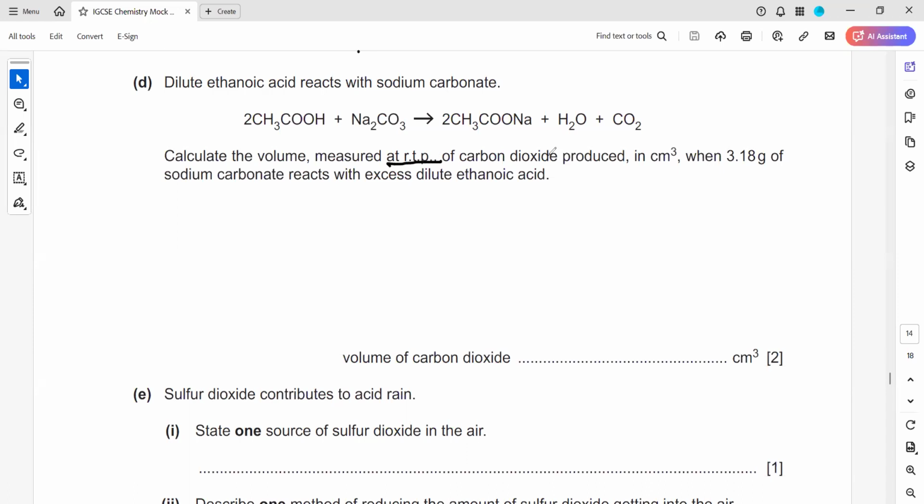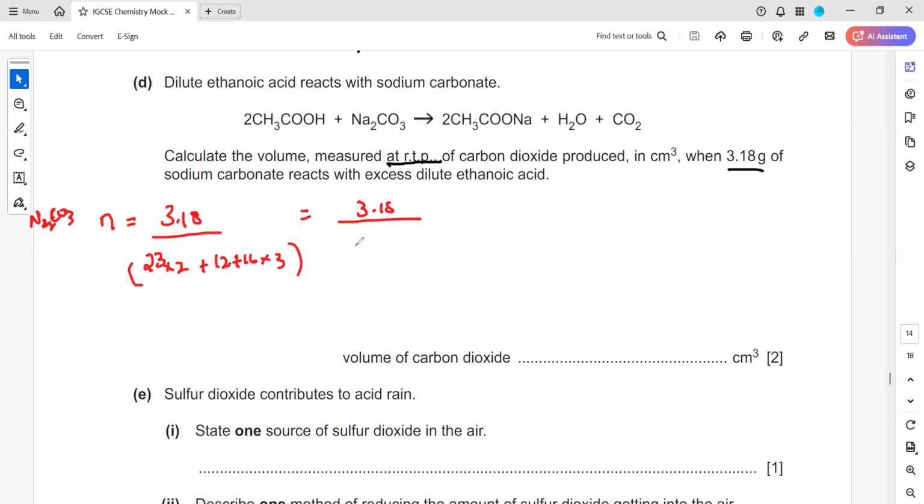Calculate the volume measured at room temperature and pressure for carbon dioxide produced by 3.18 grams of sodium carbonate. So first, we want to find the moles of sodium carbonate, Na2CO3, that is mass in gram, 3.18, divided by molar mass. Molar mass of sodium carbonate: sodium is 23 multiplied by 2, because 2 atoms are there, plus carbon is 12, plus oxygen is 16 times 3. So this will be 3.18 over 46 plus 12 plus 48. What's the final answer? 60 plus 46, 106.